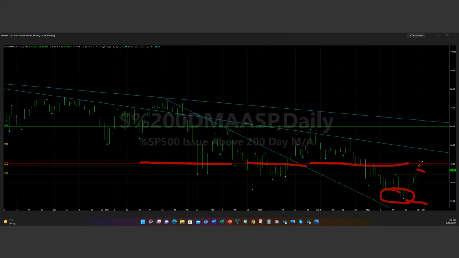If we can start getting back above that 40 level, that's a major improvement from where we came from. Now we got this internal downward trend line here. We could get above that and get above the 50 level, which is our caution, this yellow line here.